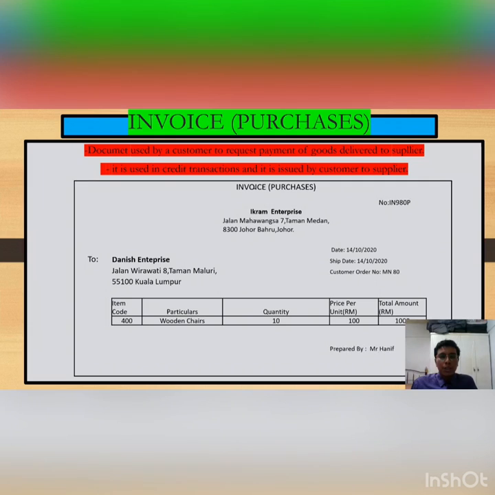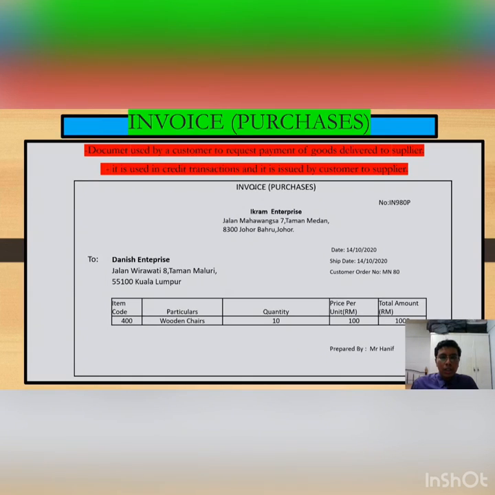Invoice of purchases. It is a document used by a customer to request payment for goods delivered by the supplier. It is used in a credit transaction and is issued by the customer to the supplier. So this is how it looks like for the invoice of purchases.